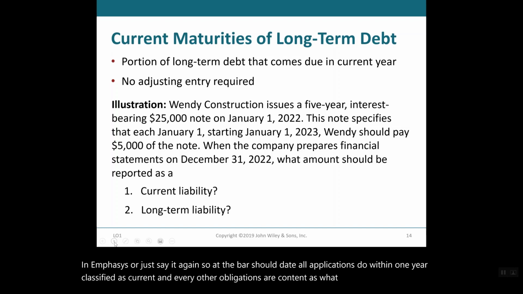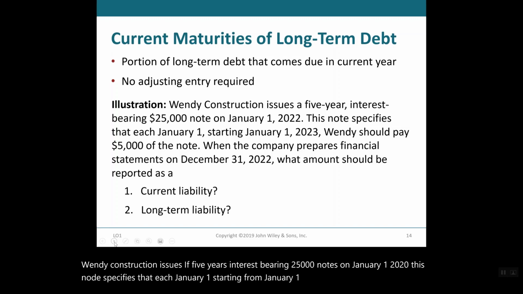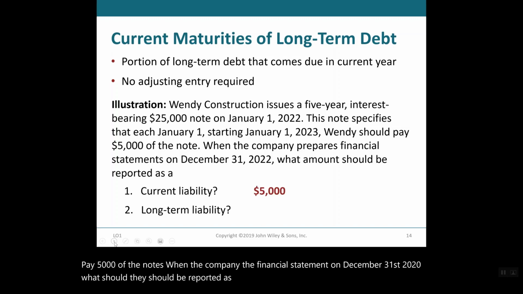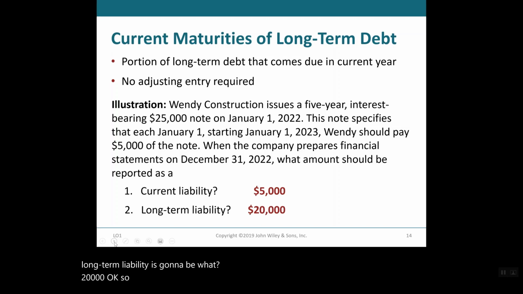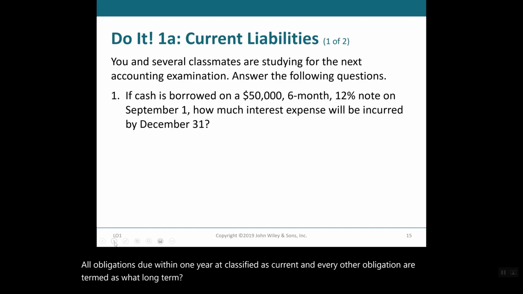Long term. So we have Wendy Construction issuing a 5-year interest-bearing 25,000 note on January 1, 2020. This note specifies that each January 1, starting from January 1, 2023, Wendy should pay 5,000 of the note. When the company prepares the financial statement on December 31, 2020, what should be reported as liability? The first thing is going to be 5,000 current, and the long-term liability is going to be what? 20,000. Don't forget, at the balance sheet date, all obligations due within 1 year are classified as current, and every other obligation is termed as what? Long term.